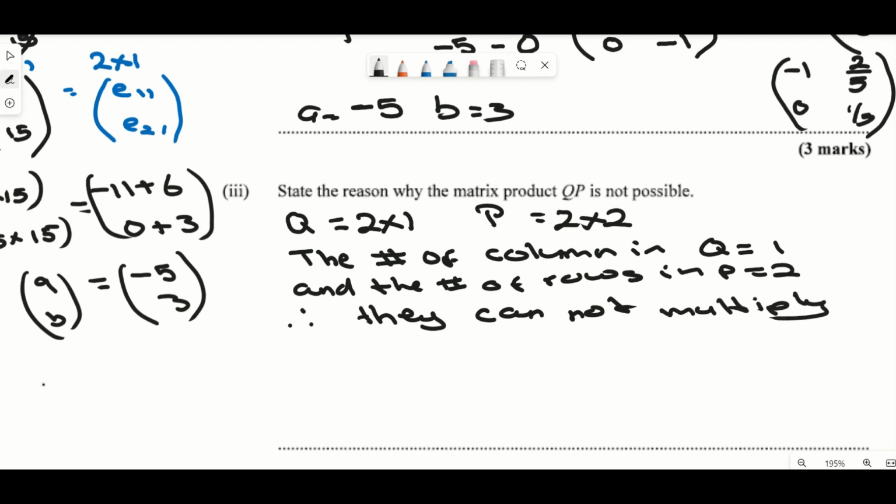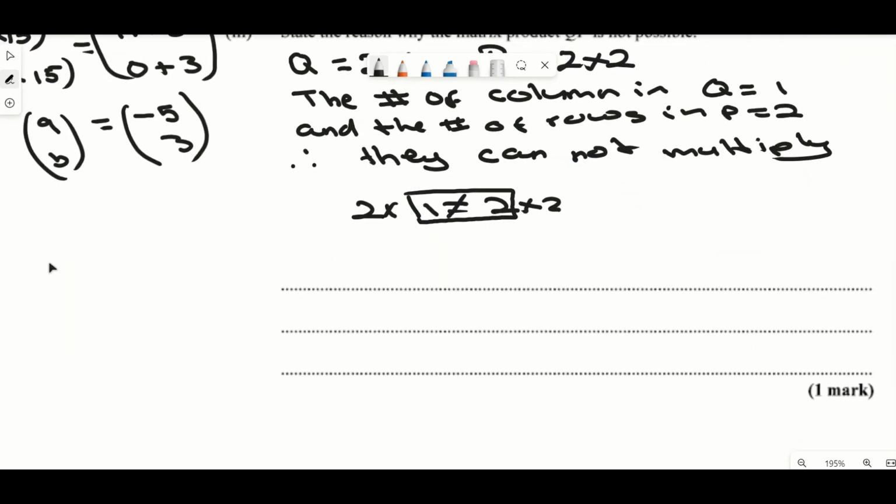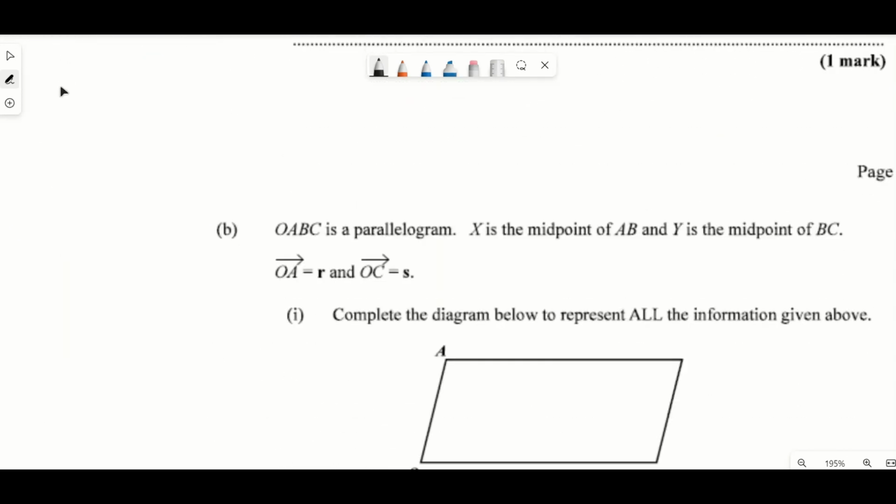So remember, as I was saying, if it's a 2 by 1 and a 2 by 2, the number of columns in the first matrix and the number of rows in your second matrix must be equal. Because they are not equal, they cannot multiply, and that would be our answer for part 3. All right, that is 1 mark.